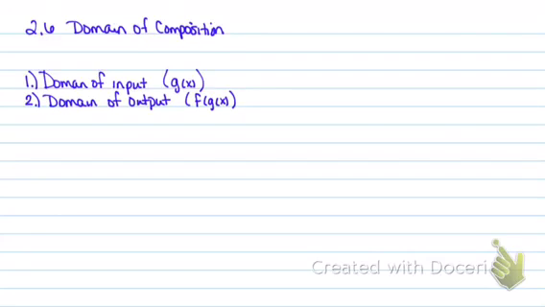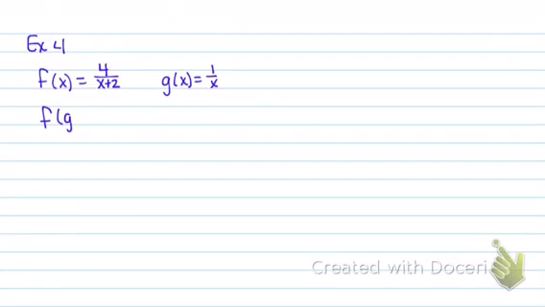So let's go on and let's look at example 4. It says, given that f of x is equal to 4 over x plus 2 and g of x is equal to 1 over x, find f composed of g of x. Alright, so example 4. So it told us that f of x was 4 over x plus 2 and that g of x is 1 over x. And it wants us to find f composed of g of x.